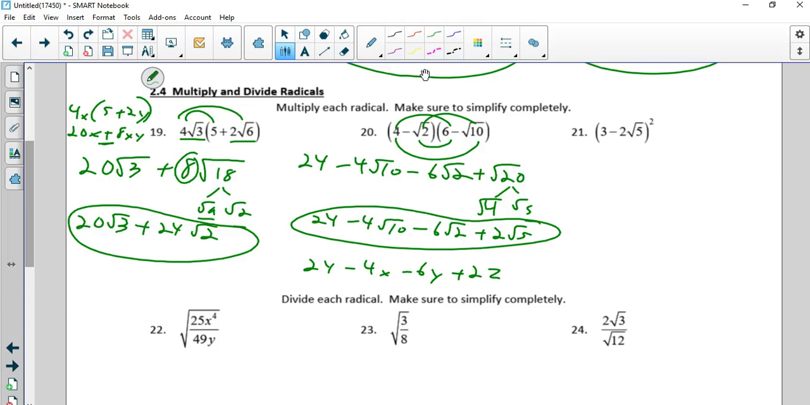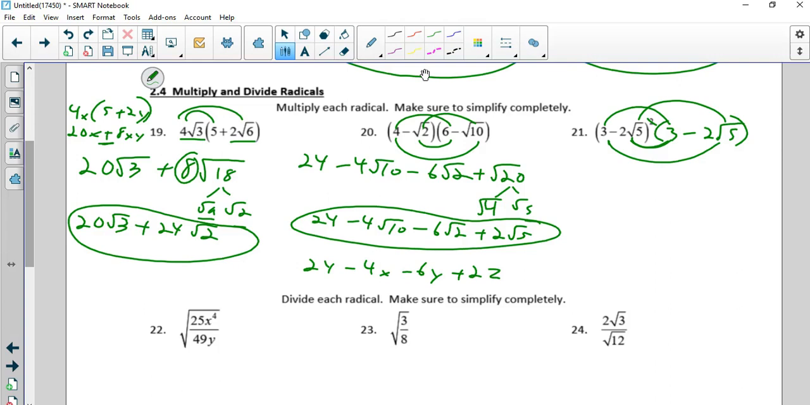Okay, remember there's 2 ways to do this. You can think of it as a shortcut, or you can just think about it as actually FOILing. First, outer. Oh, what happened to my radical didn't show. Inner, last. Notice your outer and inner. 3 times negative 2 radical 5, and inner, 3 times negative 2 radical 5. It's the same thing double. That's why the shortcut works.